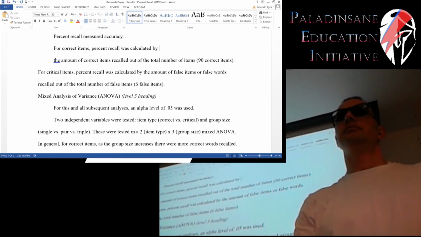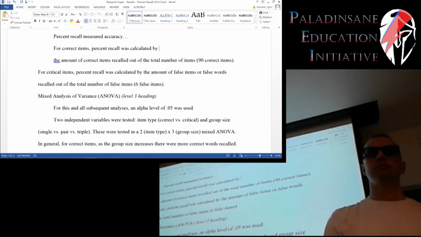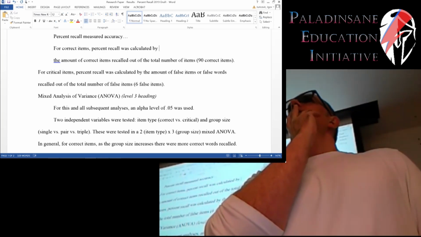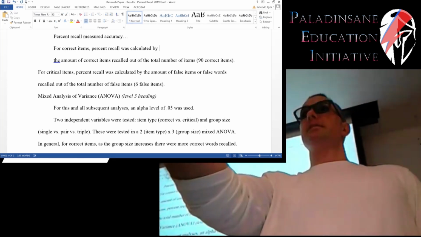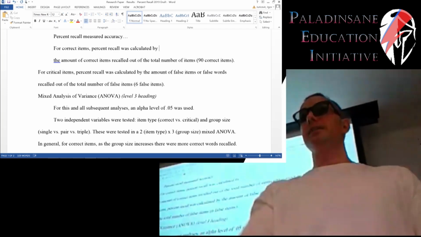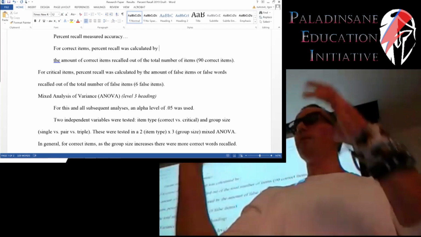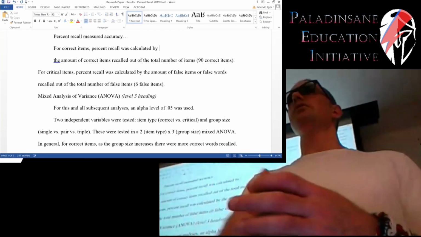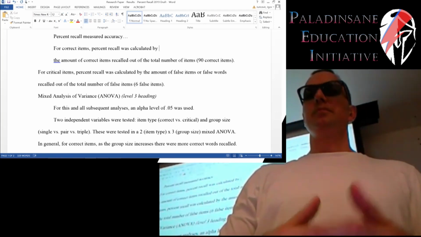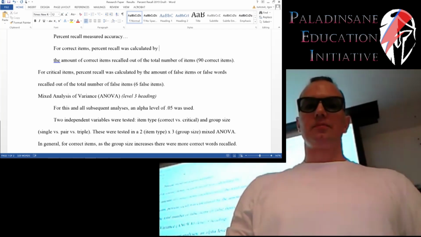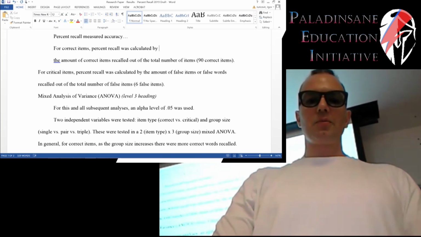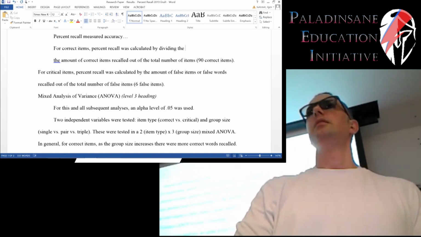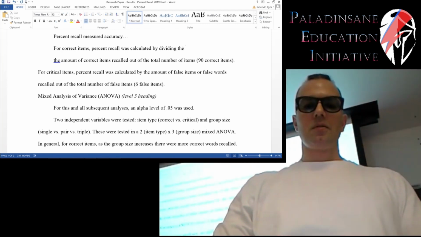The amount of correct items participants recall, do you want to do the actual math behind it? Yes, yes. So divided by. Yes, divided. Good. Okay, so divided is one of the key words there, right? We want to put that in. So what was your suggestion? For correct item, percent recall is calculated, let's put in dividing, by dividing the amount of correct items participants recalled.